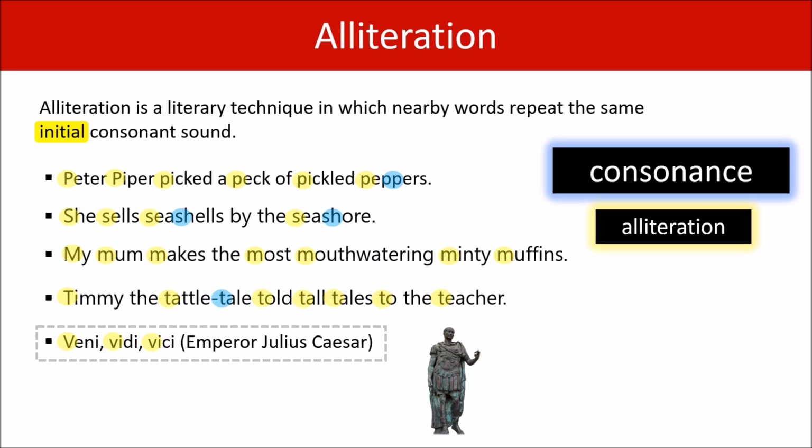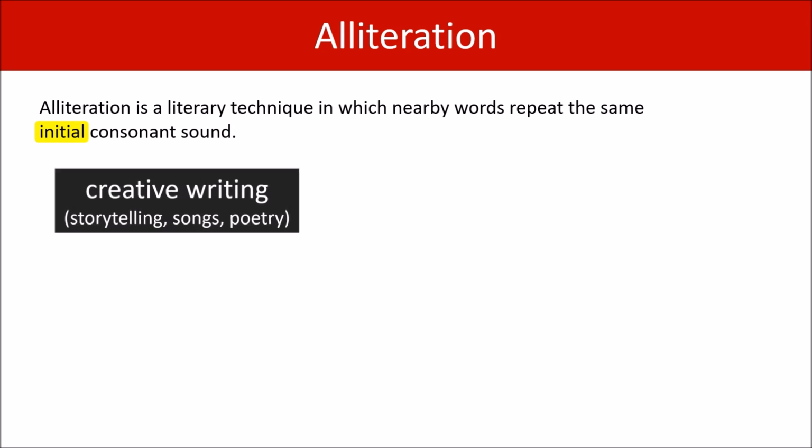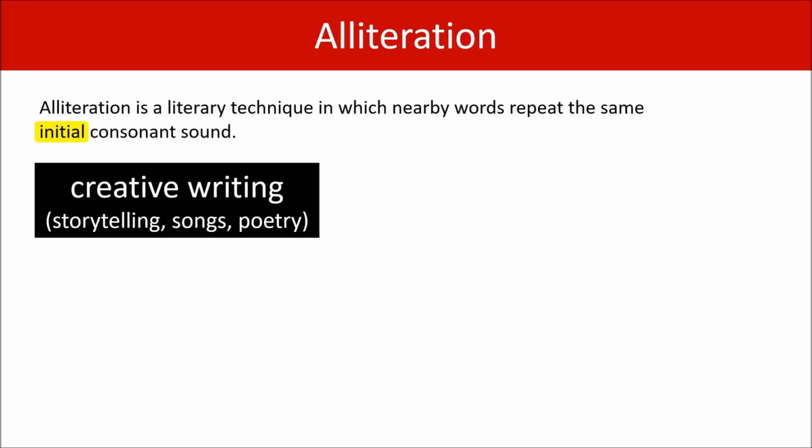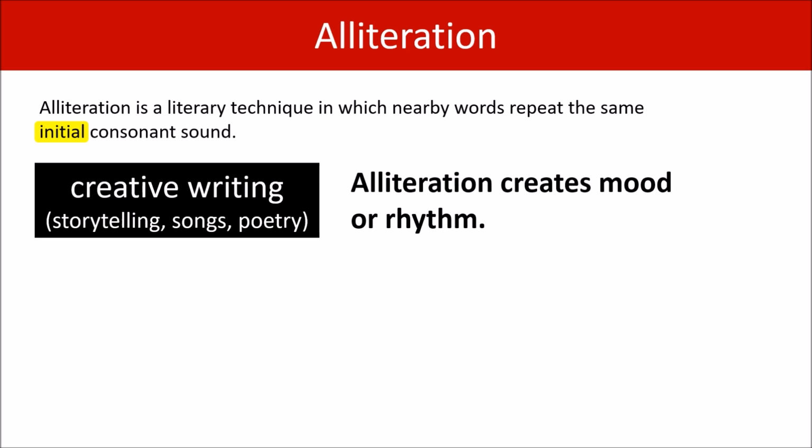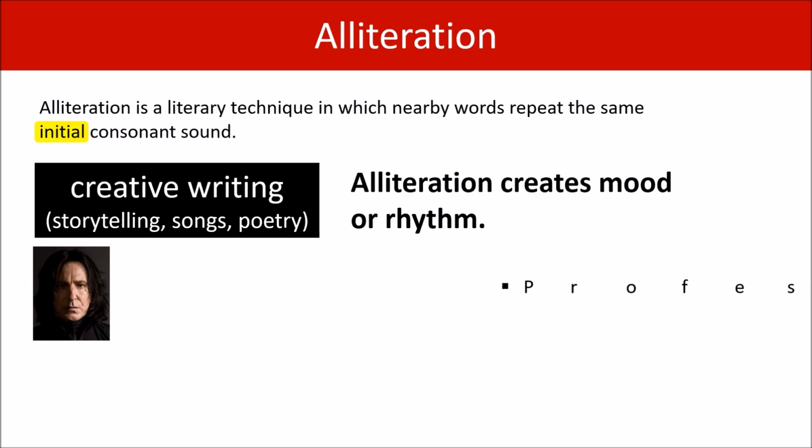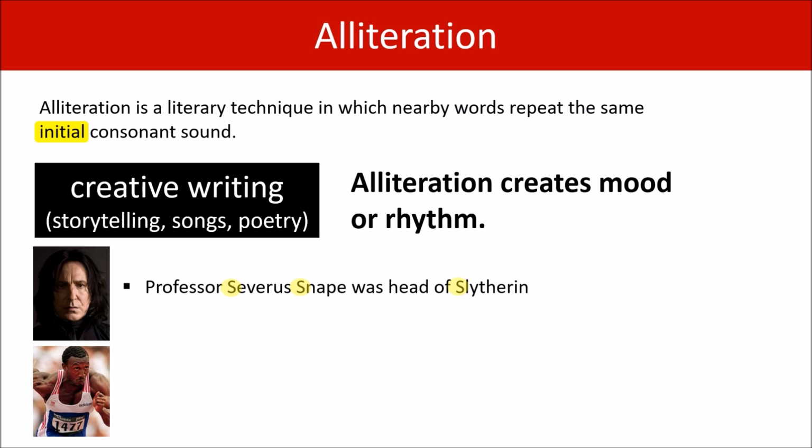In creative writing, storytelling, or verse like songs and poetry, alliteration creates mood or rhythm. So do you remember this guy from Harry Potter? It's no coincidence that Professor Severus Snape was head of Slytherin, because that creates the mood. Alliteration with S's creates snake-like stealth and secrecy. And look at this one. Belt out the blocks on the B of the bang. Alliteration with the letter B creates a sense of explosion or power.